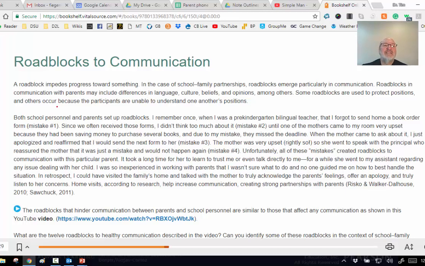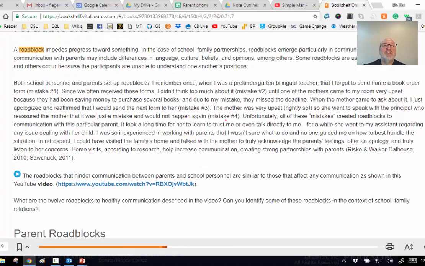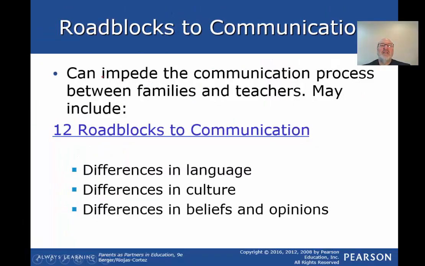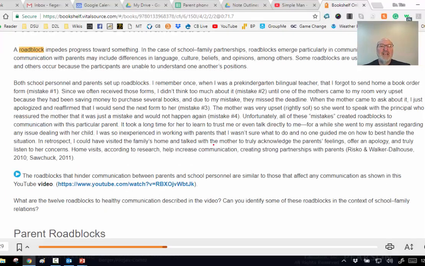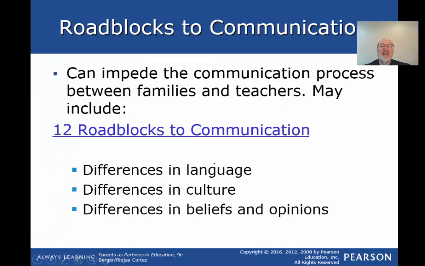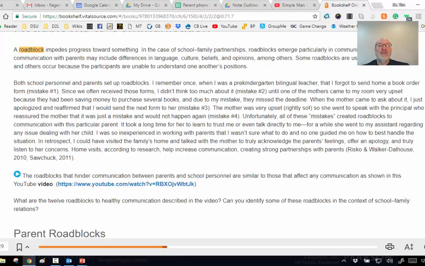So roadblocks. And this is probably a more important part here than even the communication thing, is what are some of the roadblocks that we put up and that families put up. So let's look at this. Roadblocks can impede the communication process between families. 12 roadblocks here, and that link is right here. I'll link it in your notes for you, but I would like you to make this number 4, and that is you list those 12 roadblocks that are in this video.